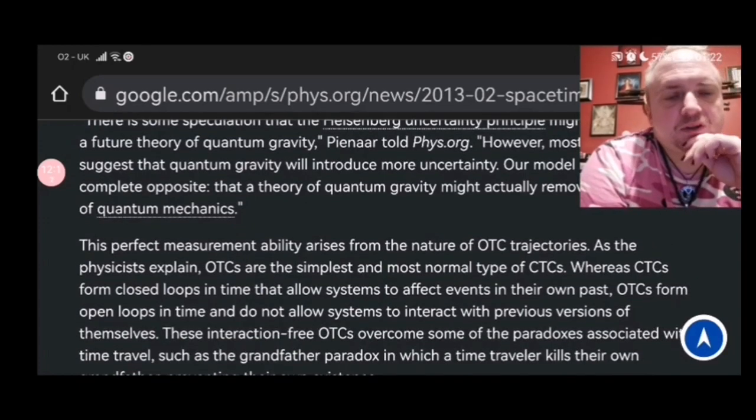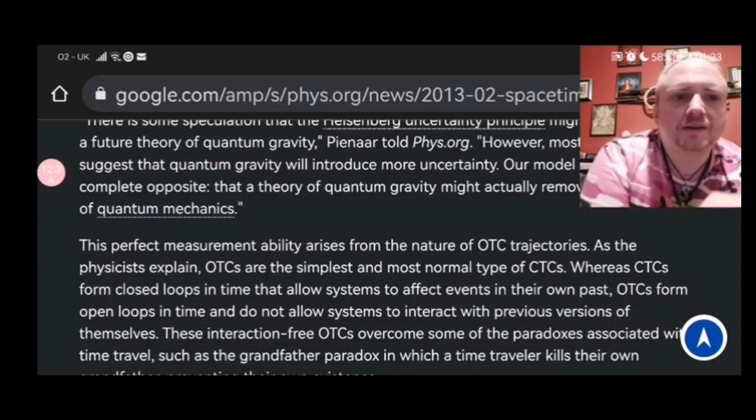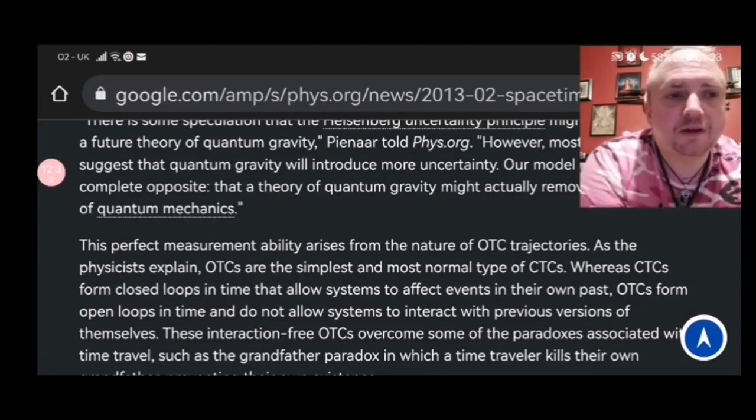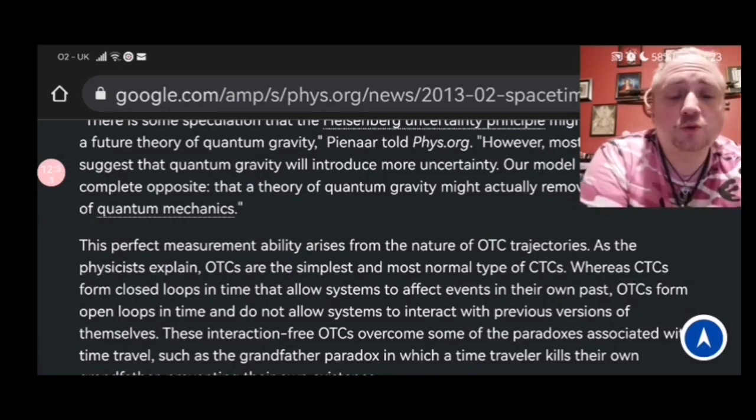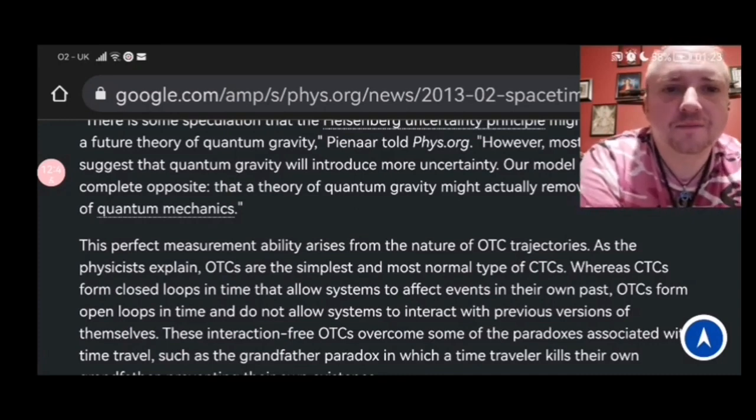This perfect measurement ability arises from the nature of OTC trajectories. As the physicists explain, OTCs are the simplest and most normal type of CTCs, whereas CTCs form closed loops in time that allow systems to affect events in our own past. OTCs form open loops in time and do not allow systems to interact with previous versions of themselves.